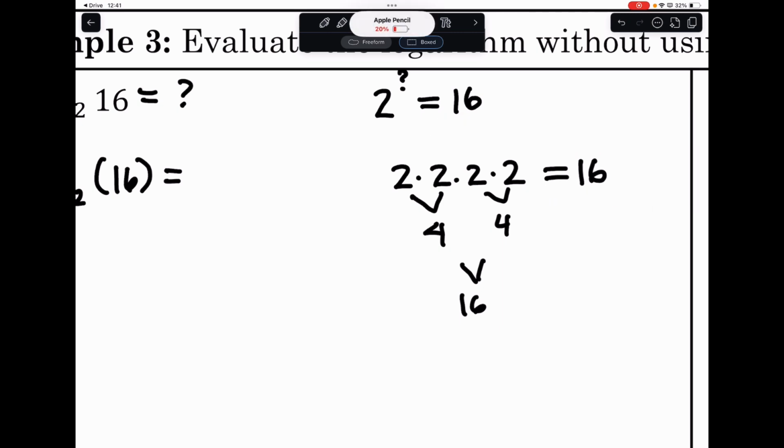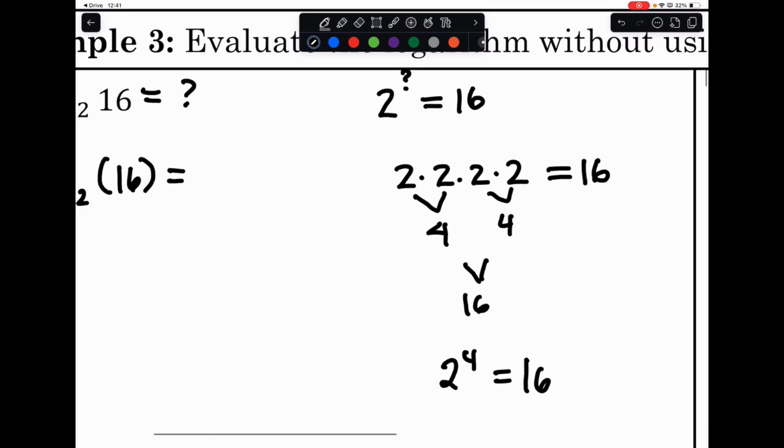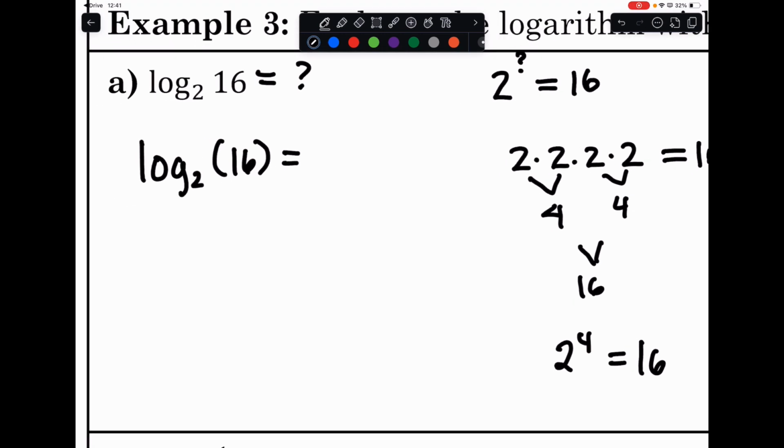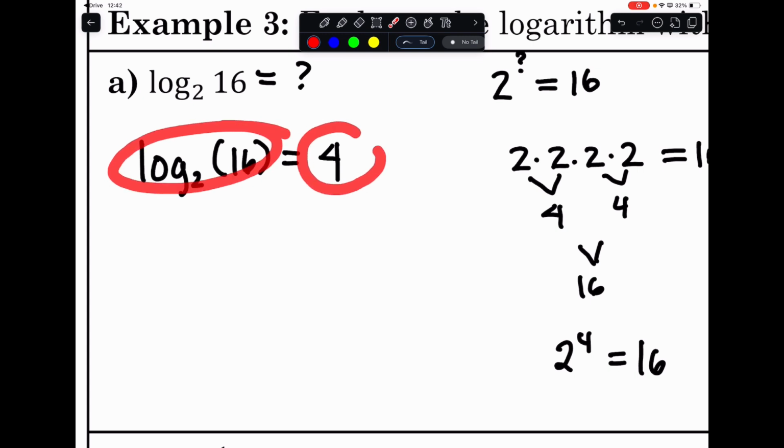So this means that 2 needs to be raised to the 4th power. So 2 to the 4th power is 16. So that's what your solution to this log is going to be. The solution to this log is going to be 4. Which again is what a log is doing. So when evaluating logs, this is what you're ultimately asking yourself: how many factors of this base do I need to get this solution of 16 in the parentheses? And whatever that factor is, that's the solution to this here.